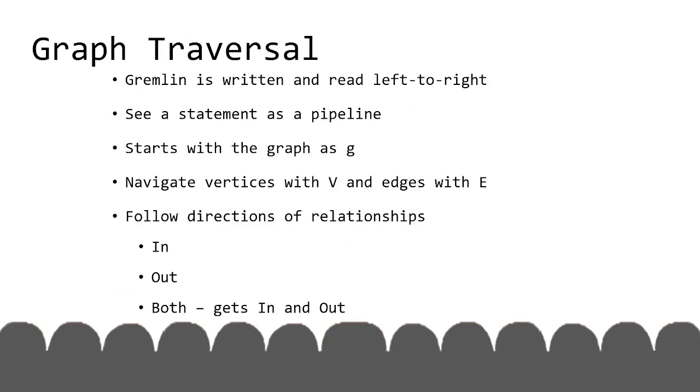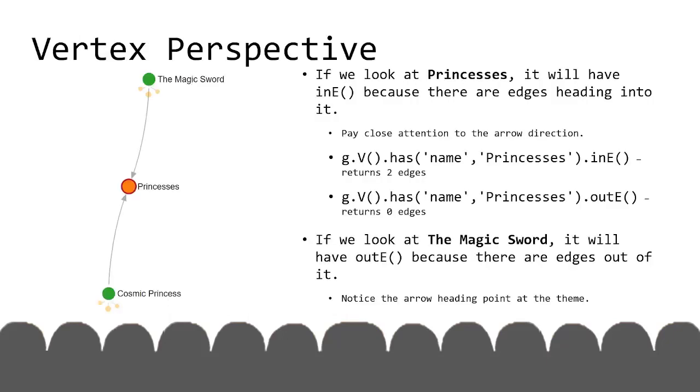Now with Gremlin, it's read left to right. When you see me put query parts on the next line, just assume that it goes in a straight line across. I just made it a little more readable for us to follow here. But we'll see a statement as a pipeline. It starts with g, and then you're going to be traveling either through vertices or edges. You start with one collection, and then you decide from there which direction you want to go: in, out, or both. When you're doing graph traversal, it might take a while to get used to the ins and outs, so it might help to draw it out.